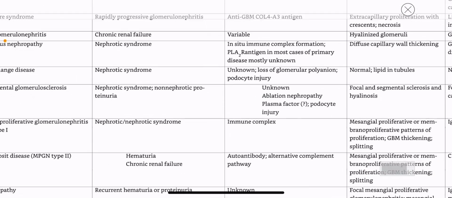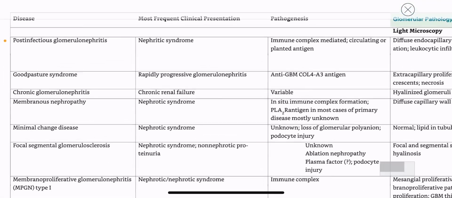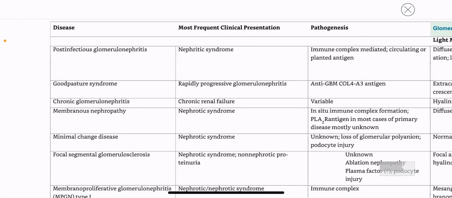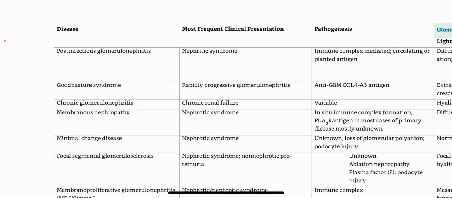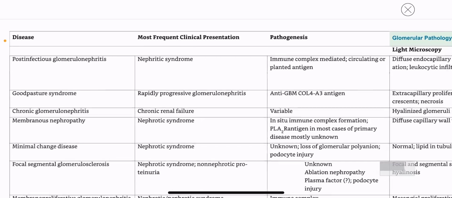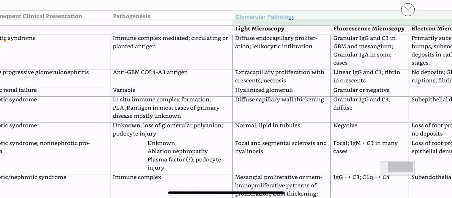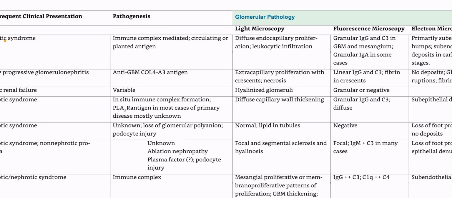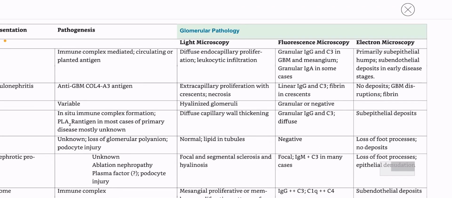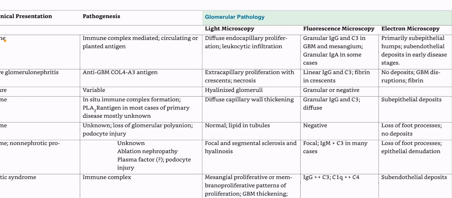So in this table, there are totally nine diseases. First, we have the post-infectious glomerulonephritis, which is a nephritic syndrome, and this is immune complex mediated with a circulating or planted antigen. In this, we have the diffuse endocapillary proliferation, leukocytic infiltration, and there is granular IgG and C3 in the glomerular basal membrane and mesangium, and there are granular IgA deposits in some cases.